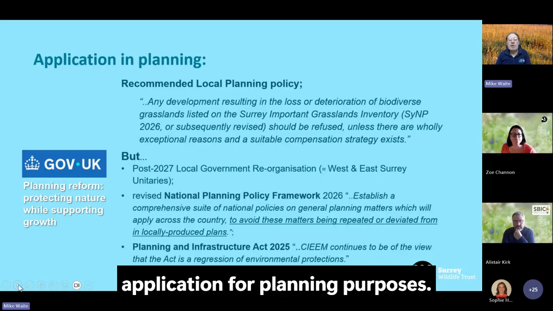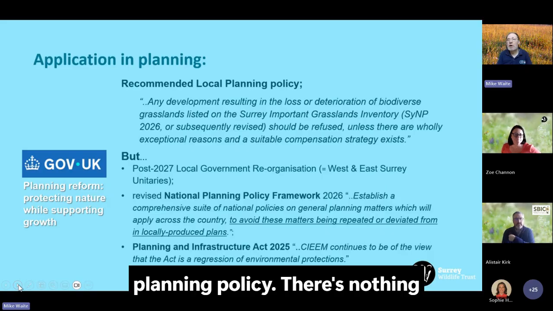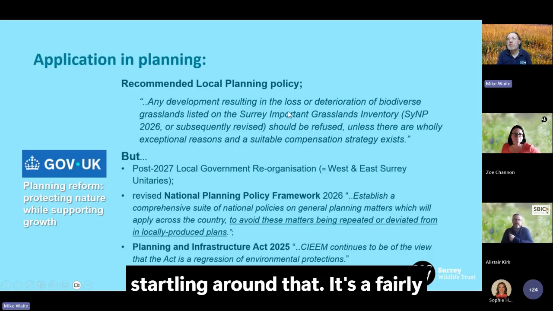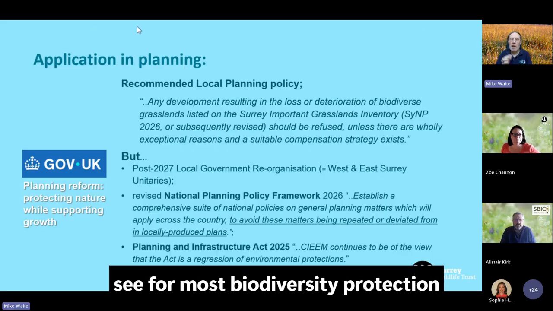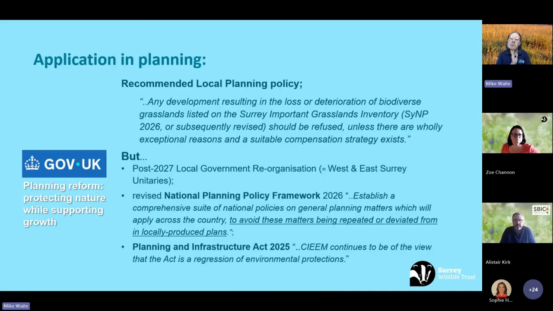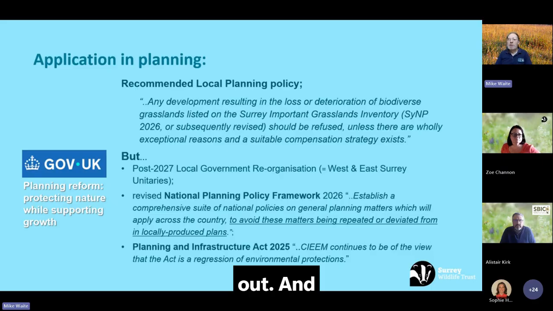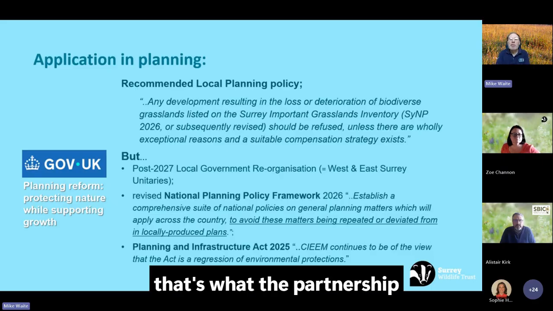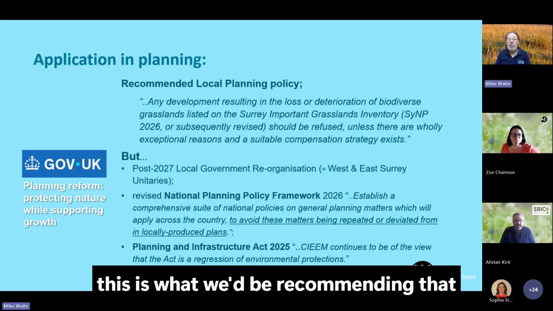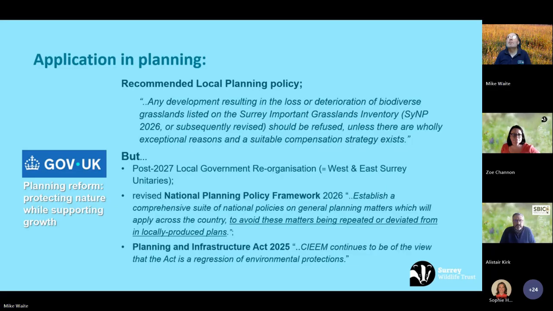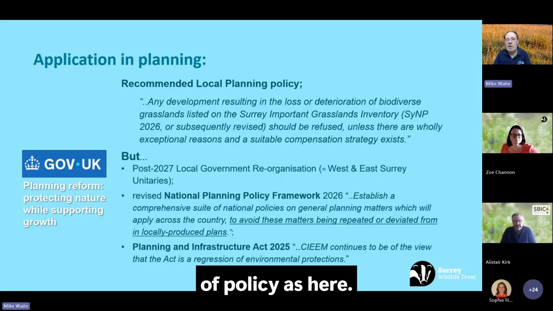For planning purposes, the document contains a recommended planning policy. There's nothing startling around that. It's a fairly standard wording that you'll see for most biodiversity protection type policy. There it is. I'm not going to read it out. And that's what the Biodiversity Partnership, as publishers of the document, would be recommending, that planning departments would adopt a policy as here.